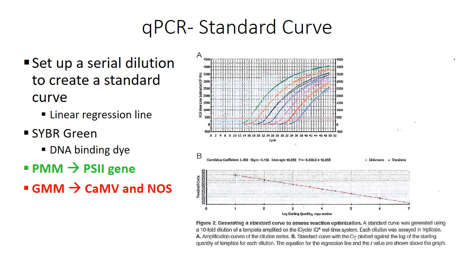Now, please keep in mind when we were doing our GMO experiment, you had your green primer, your PMM, and you had your red primer, your GMM. The PMM is the one that was our quality control to make sure that we had plant DNA in our samples, and the GMM was for our GMO detection, utilizing promoters and terminators that were found in about 80% of the GMOs currently on the market.